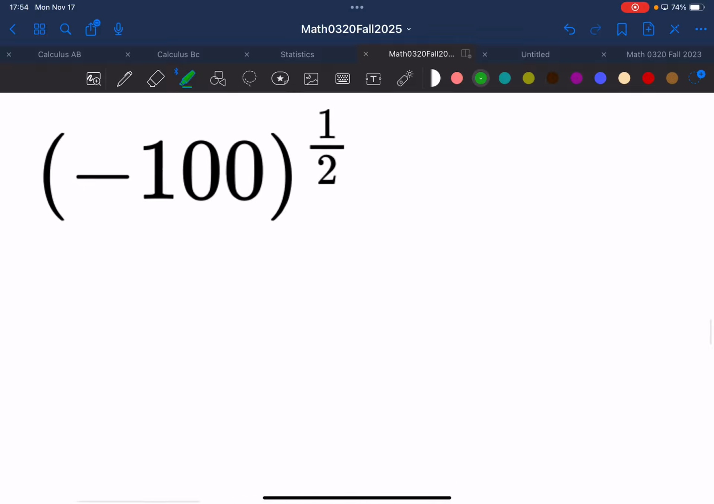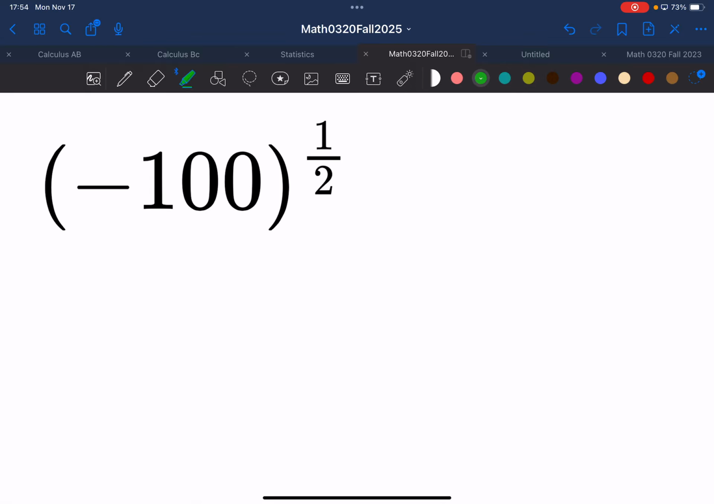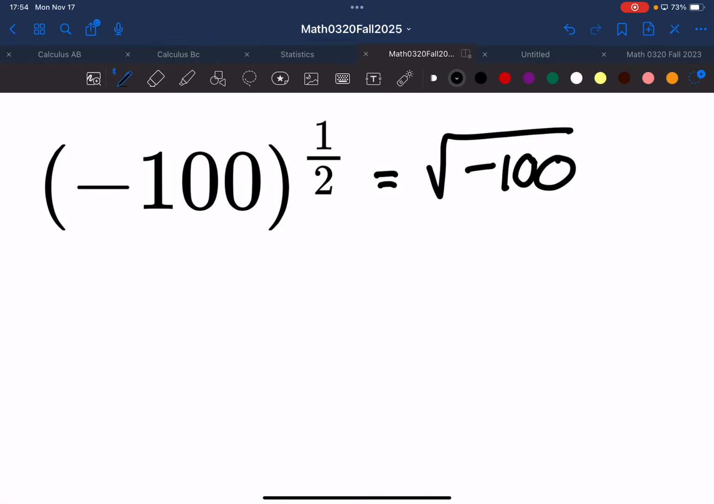Okay, so going back to this example, notice it's the same example, but now we have parentheses. So that means what is going to go inside the radical? The negative 100. So this is going to be the square root of negative 100. But remember, in order for a negative to be on the inside, the nth root has to be odd. Is this nth root odd? No. So then what's the answer? No solution.